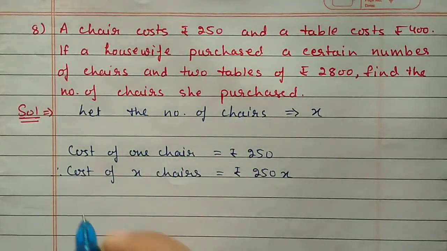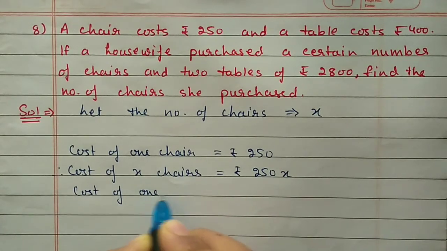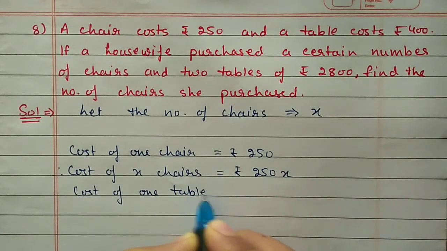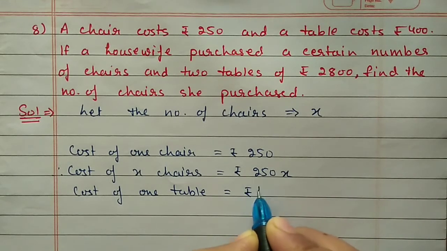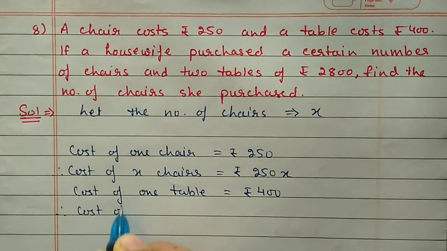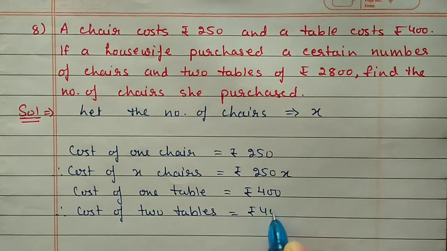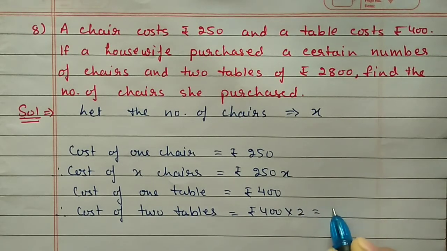Now for the table also we will find out. Cost of one table is 400 rupees. Therefore the cost of two tables, because she has purchased two tables, will be 400 into 2 is equal to 800 rupees.